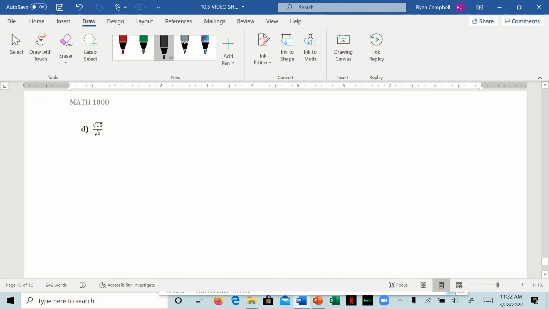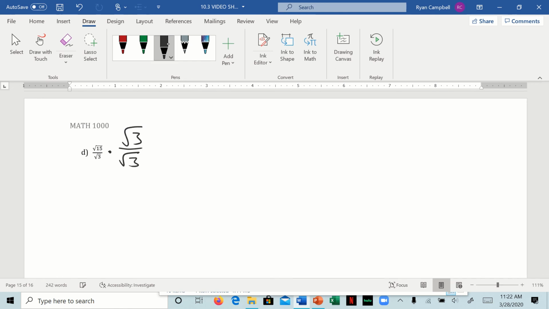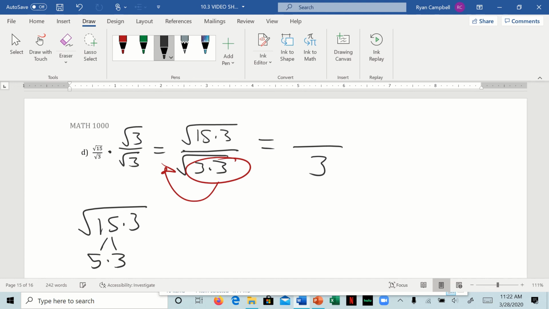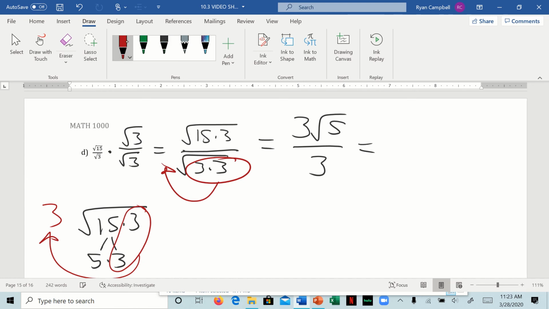All right, last problem. We've got the square root of 15 over the square root of 3. So we can just multiply by the square root of 3 over the square root of 3. On the top, we get the square root of 15 times 3. On the bottom, we get the square root of 3 times 3. So again, on the bottom, 3 is going to come out, so no more radical. On the top, we've got the square root of 15 times 3. 15 can be separated into 3 times 5. So we do end up with a pair. This 3 comes out, and we're left with 3 square root of 5. But of course, the 3's can cancel, so we're really left with the square root of 5.